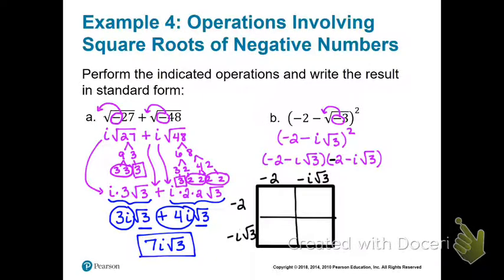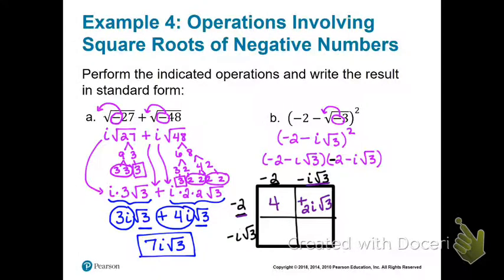Then we're going to multiply. Negative 2 times negative 2, changing colors here, trying to find one, is 4. Negative 2 times negative i square root of 3. Well, a negative times a negative is a positive. 2 times i is 2i, and then we have our square root of 3.